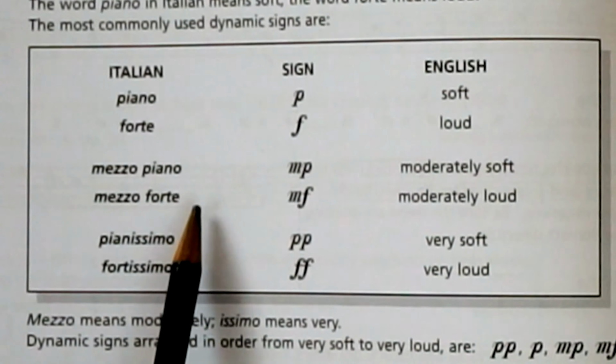Forte, fortissimo. Crescendo means you're gradually getting louder. Diminuendo, gradually softer. So here you can fill all of these out. It's really not hard. Onto the tempo marks.